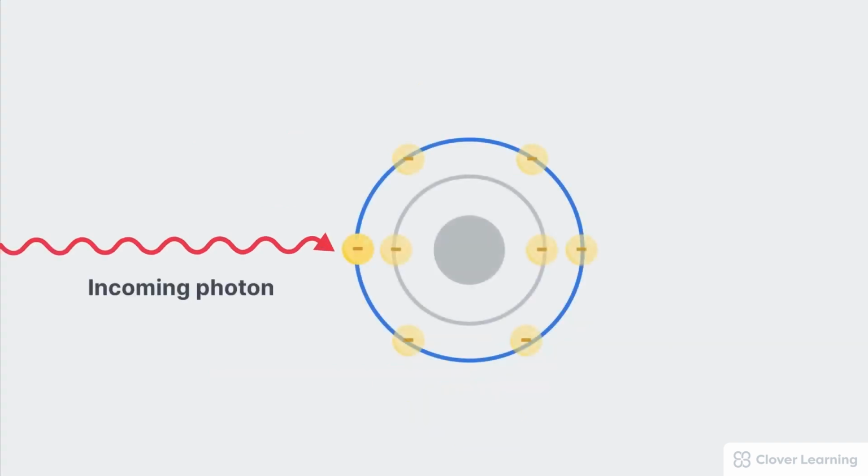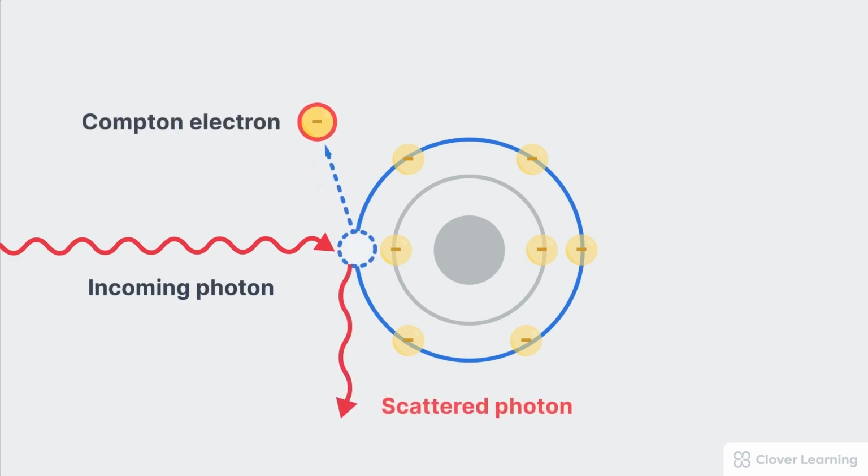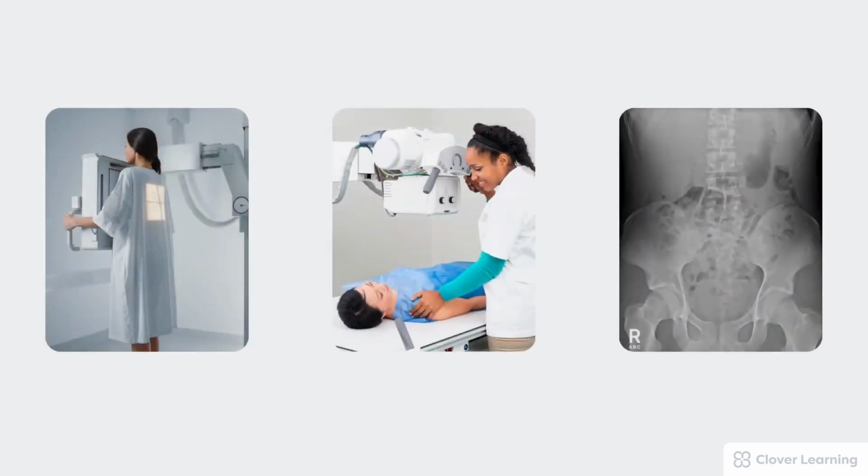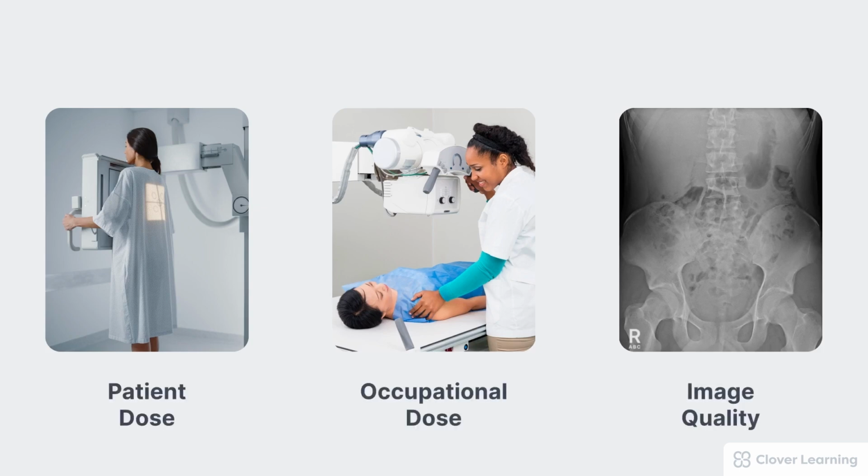Once again, Compton scattering occurs when the incoming photon interacts with an outer shell electron. This energy is absorbed by the electron, which causes it to be knocked out of its orbit. At the same time, a scattered photon is also created. So what are the effects of Compton scattering? Remember the three areas that we should be concerned with: patient dose, occupational dose, and image quality. Compton scattering affects all three areas, and none of these effects are good effects.